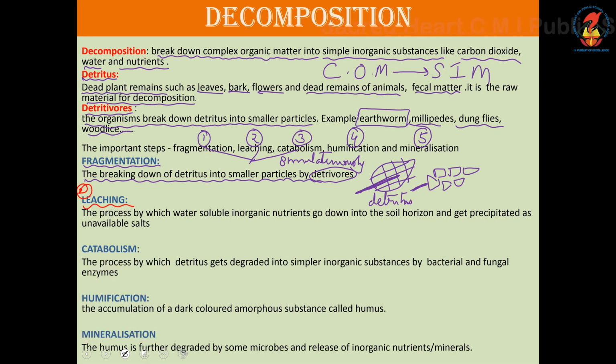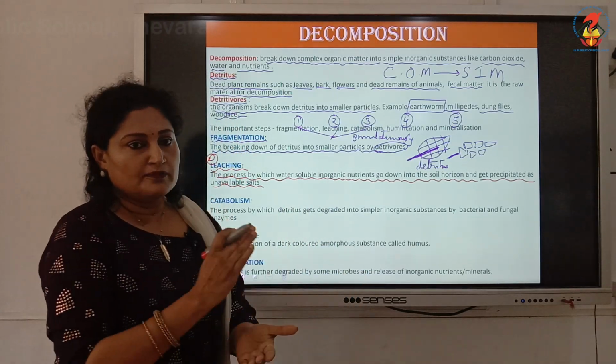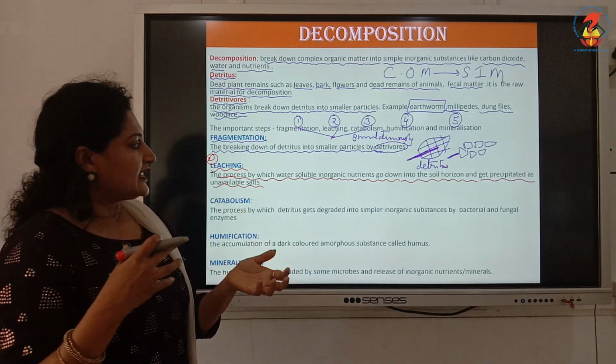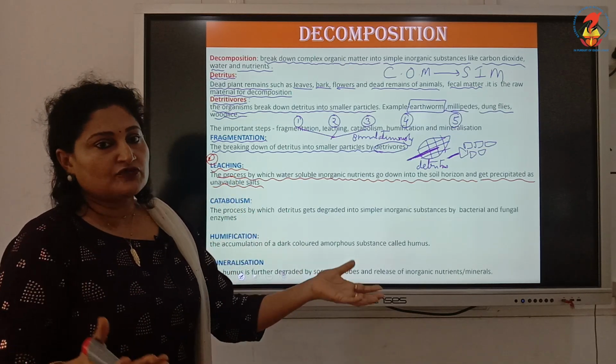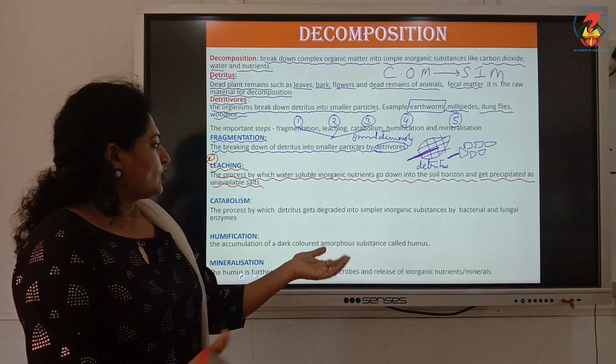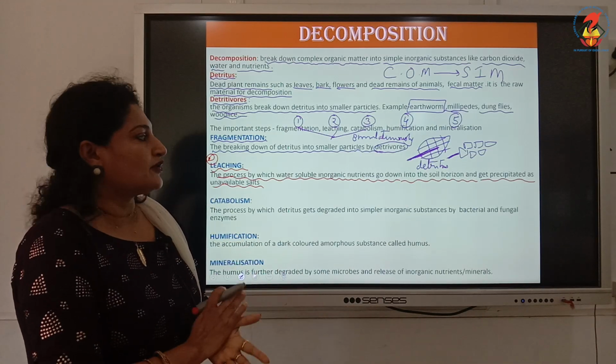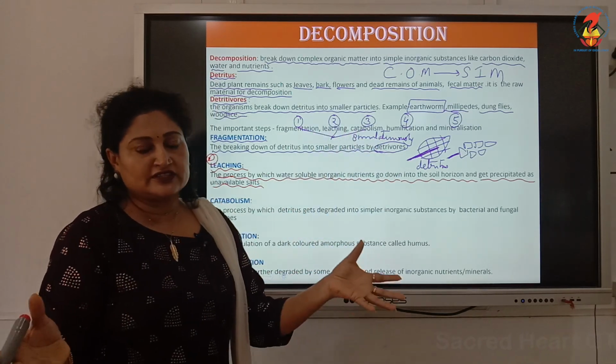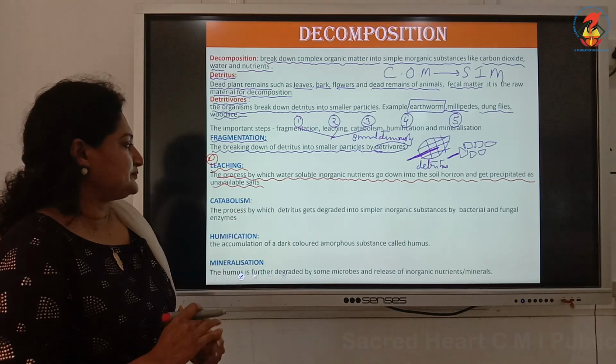Next step, leaching. The second step, leaching. What happens during leaching? The process by which water soluble inorganic nutrients go down into the soil horizon and get precipitated as unavailable salts. So, what happens? It gets broken into finer and finer fragments which are not visible to the naked eye, and due to natural forces like water flow or something, these go down into the soil horizon. Major part gets leached into the soil horizon, not available as salts.